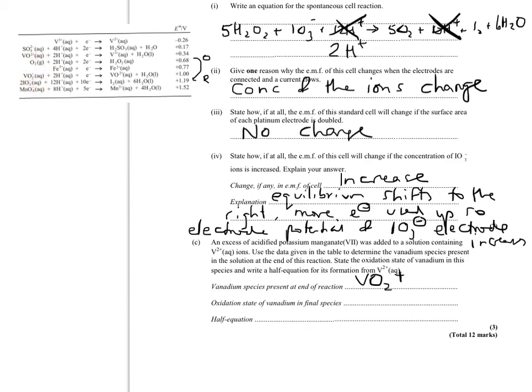The oxidation state, well, both oxygens are -2. It's got to add up to +1 because of this charge on the ion, so that's going to be +5.